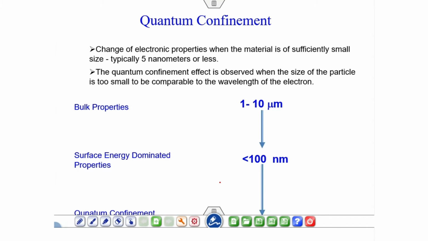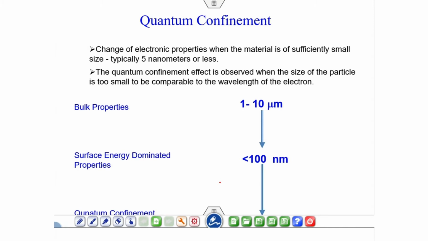So quantum confinement means change of electronic properties when the material is of sufficiently small size, typically of the order of 5 nanometers or less, 500 or less. As you know, this diagram at the bottom I have shown you earlier in the first 1 or 2 lectures. So quantum confinement is observed when the size of the particle is too small, comparable with the wavelength of the electron. This is something which you must remember. This is only observed when the particle size is comparable with the wavelength of the electron, right?